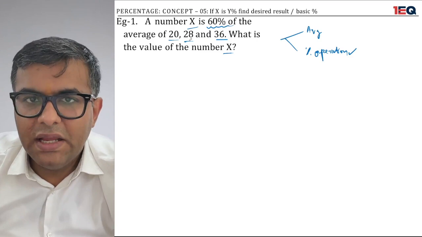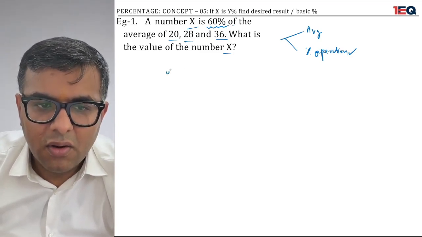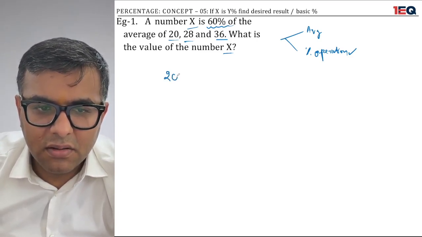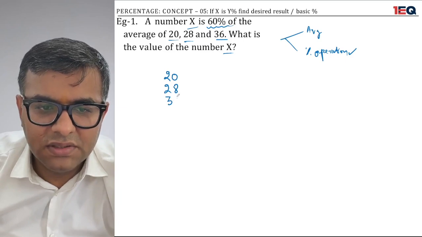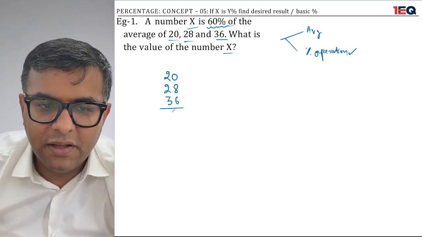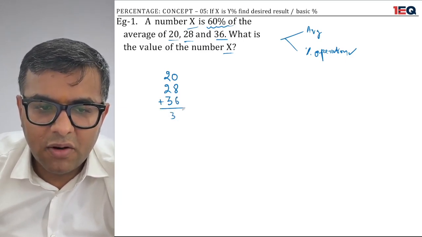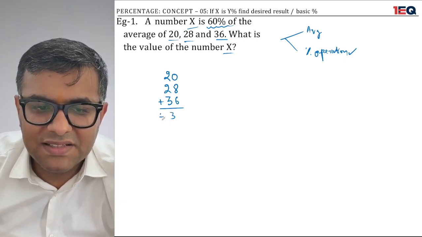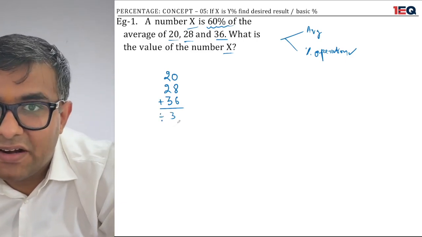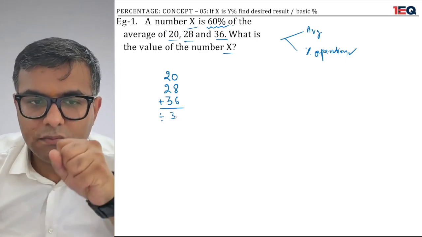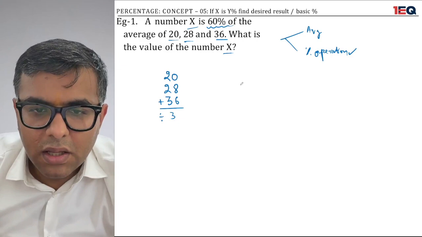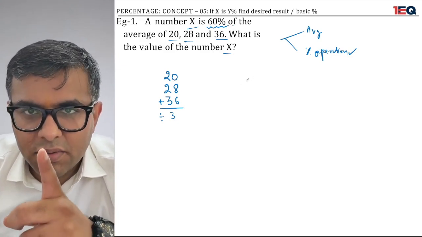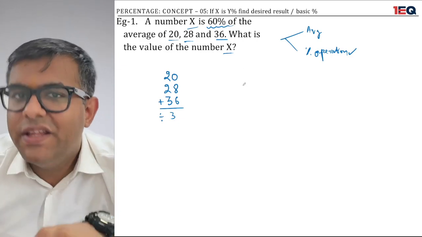20, 28, and 36. What I would expect students who are a little average to do is add all the three numbers and then divide them by 3. I am adding all of them, then the next step is dividing by 3. But I have a better way to find averages. I have to assume one number out of the 3 to be the average.